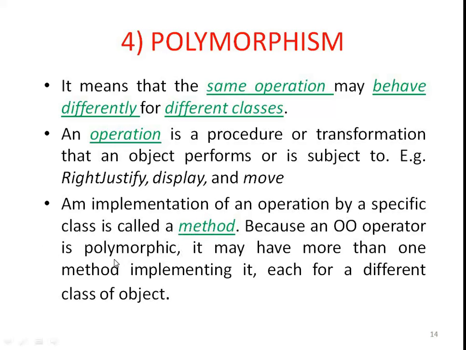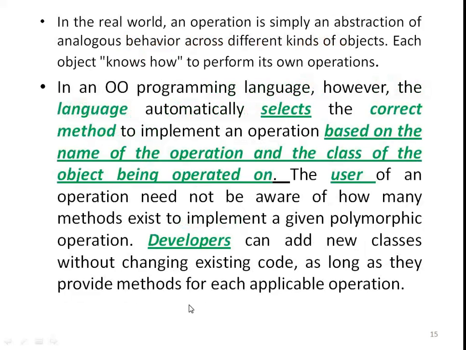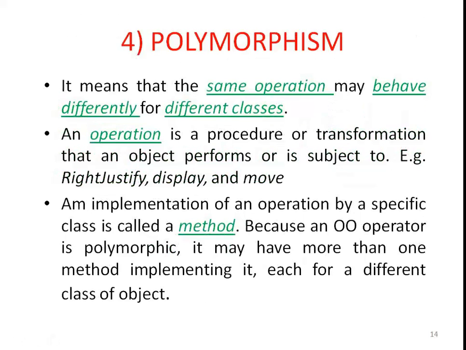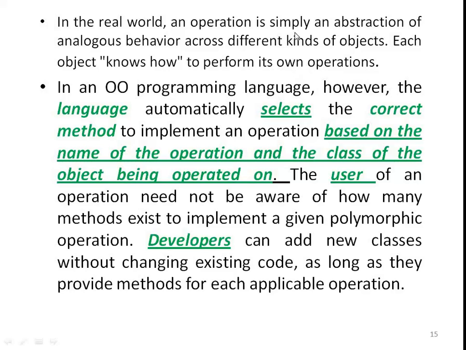Because an object-oriented operator is polymorphic, it may have more than one method implementing it, each for a different class of object. In the real world, an operation is simply an abstraction or short form of the analogous behavior across different kinds of objects. Each object knows how to perform its own operation. In an object-oriented programming language, the language automatically selects the correct method to implement an operation based on the name of the operation and the class of the object being operated on.